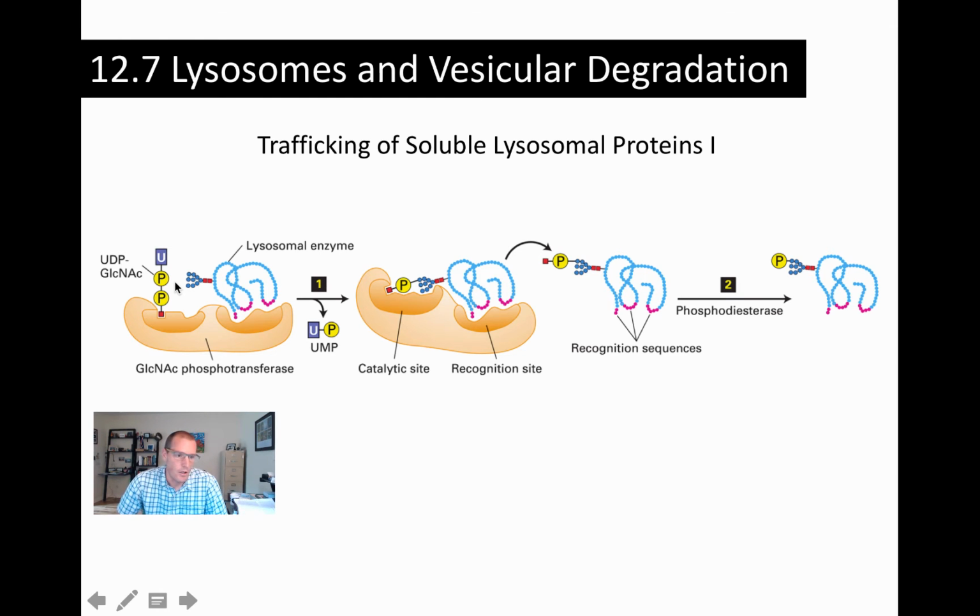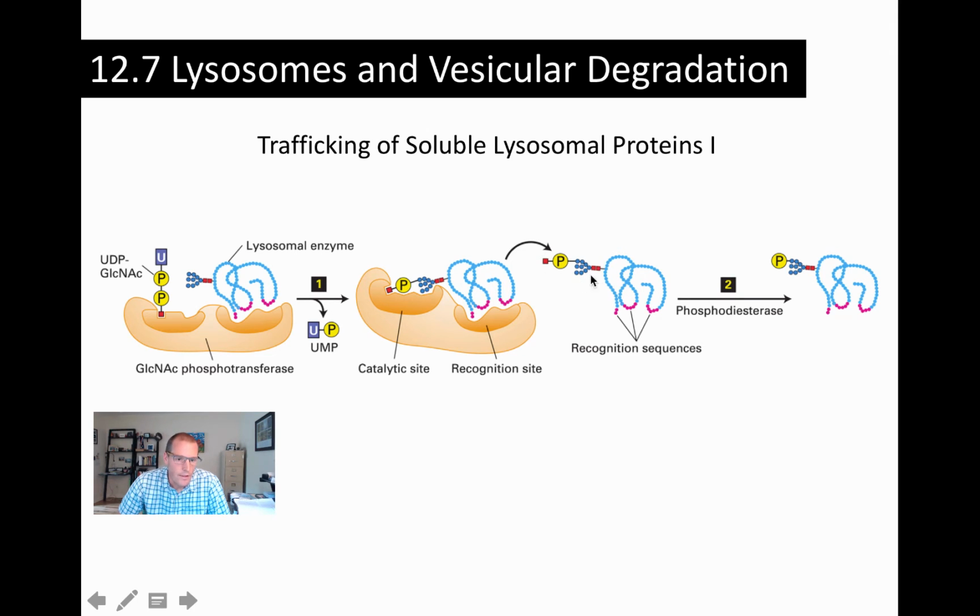phosphorylated N-acetylglucosamine. And it adds that to some sugars which have been added to the lysosomal protein in the ER or the cis-Golgi network. That N-acetylglucosamine with those phosphates is added to one of these mannoses on the oligosaccharide that's been added to the lysosomal protein. And so that was done in the ER or the cis-Golgi network itself.